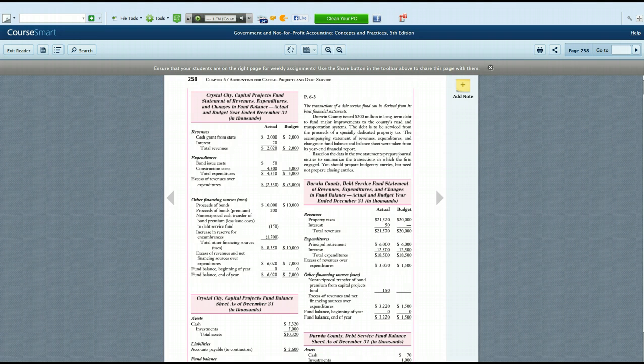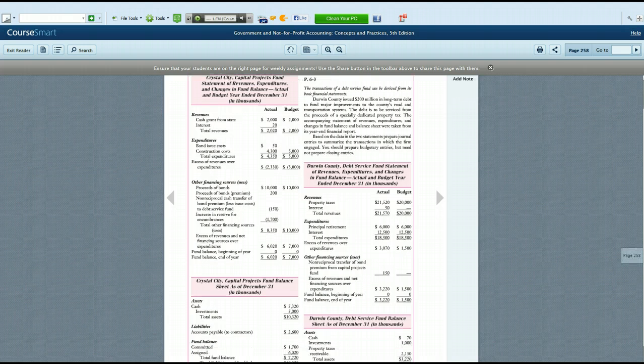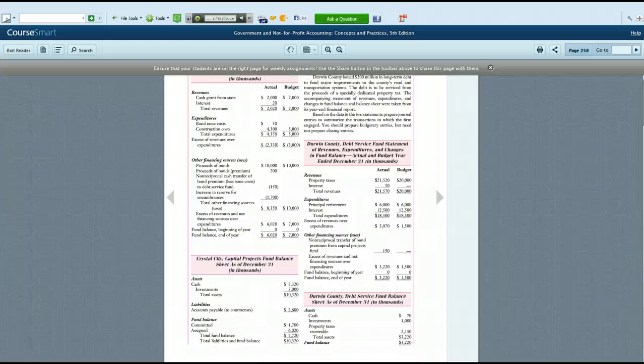So as you can see here, we have the revenues in property taxes and interest, and then the expenditures showing principal that's been reduced and the interest paid. From there we have the assets of cash sitting at year end, investments, and property taxes. And so our job is basically to prepare the necessary entries, the journal entries, to show the transactions that have taken place here.